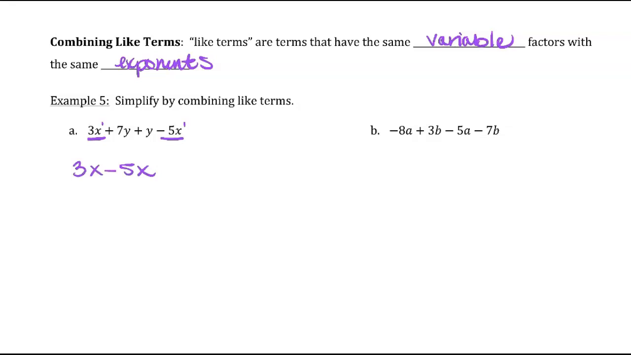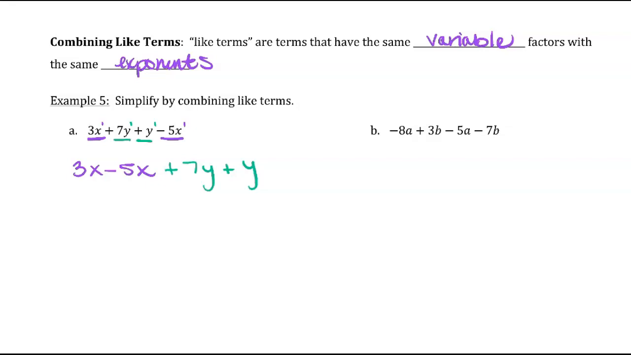Now, look at 7y and plus y. Those two terms have the same variable of y, and they're also just to the first power, so they are like terms. Let's also write those next to each other. At this point, I have not changed the expression at all. I've just simply reordered the terms.